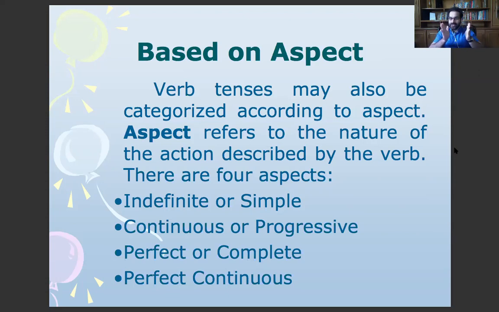तो दीज आर द एस्पेक्ट्स. इसलिए टेंसेस को आमतौर पे कन्फ्यूज किया जाता है और कहा जाता है कि 12 टेंसेस हैं. So basically there are 3 tenses and there are 4 aspects of tenses. I hope it's clear here.